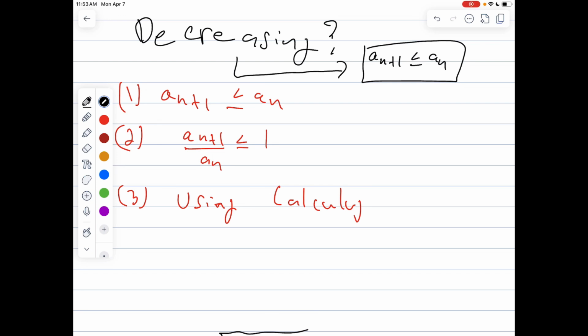So welcome back from part one. This is going to be part two of showing a recursive sequence will converge. The next thing we wanted to work on with this problem was to show that it was decreasing.